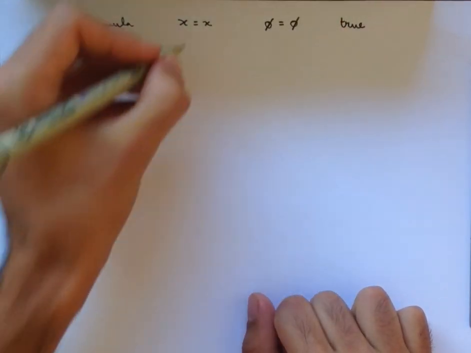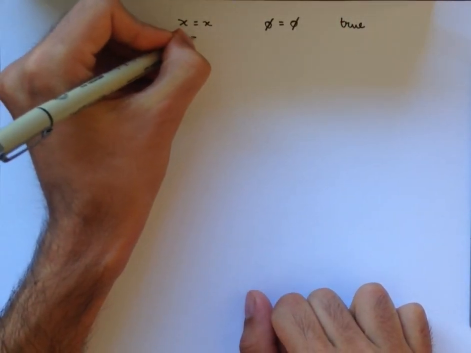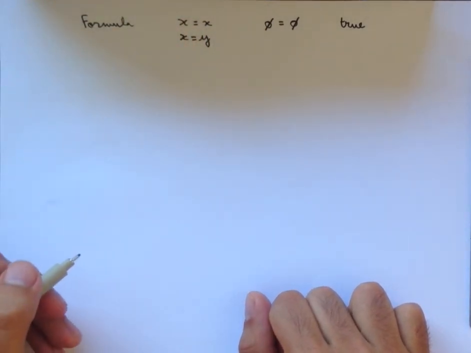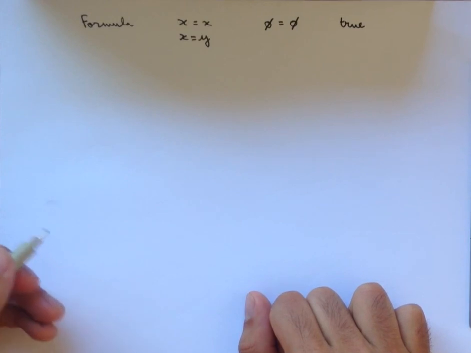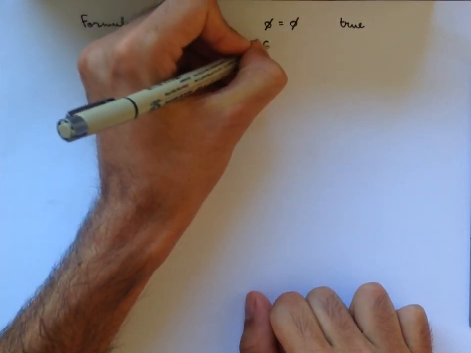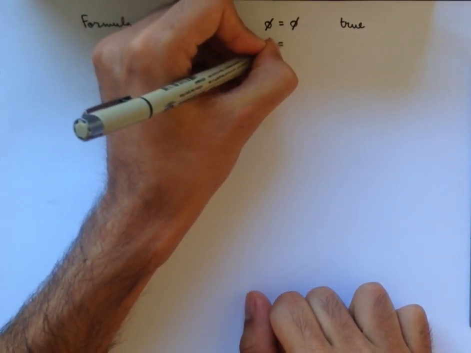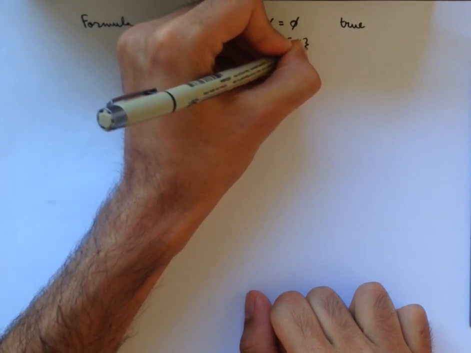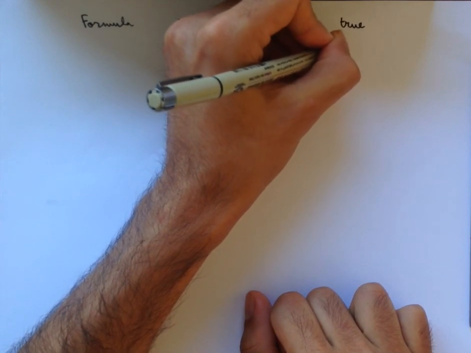Another example of a formula is x equals y. Here you can replace the x with the empty set and the y with the empty set and get the same true statement, but you can also replace the x with the empty set and the y with the set containing the empty set and get a statement that is false.